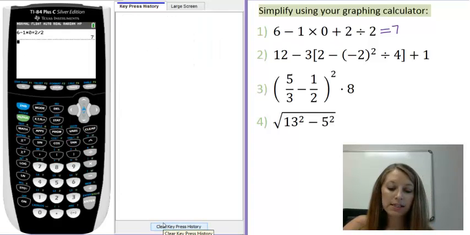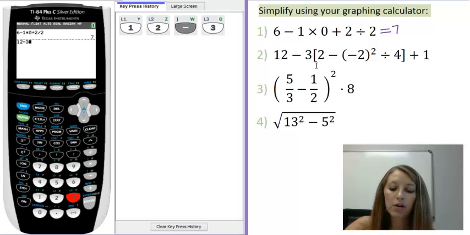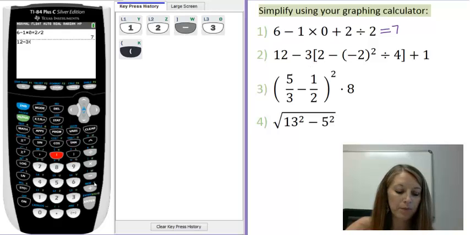Let's move on to the second one. 12 minus 3. Now, my example here has an open bracket. Their calculator does not have an open bracket. We can use the braces above the parentheses, but I suggest using double parentheses instead. So open the parentheses to represent this bracket here.